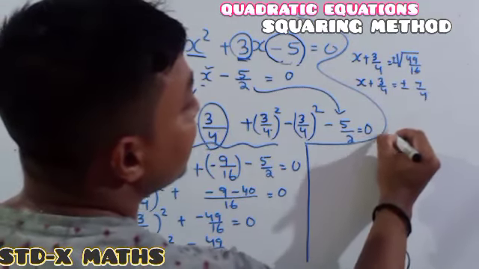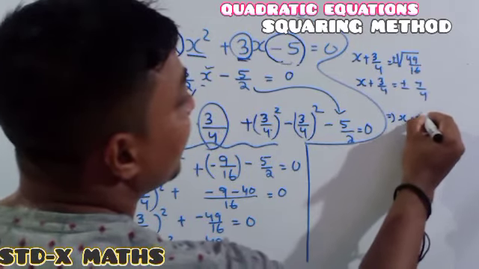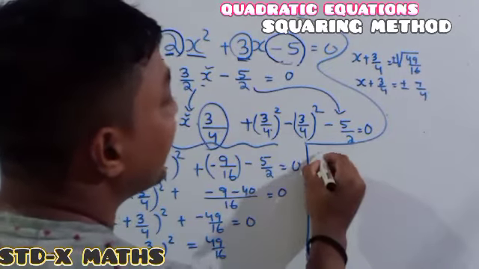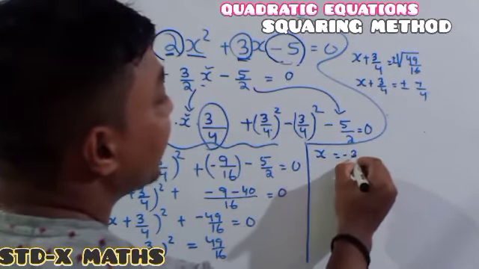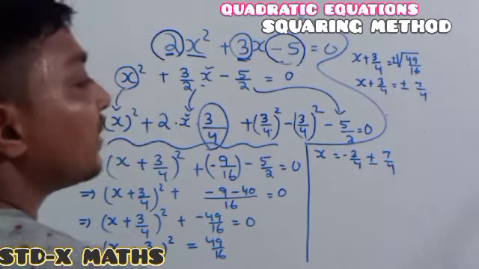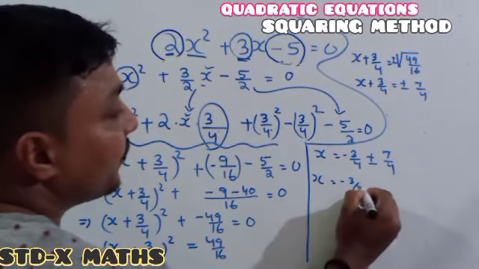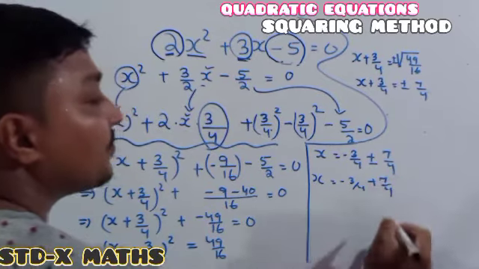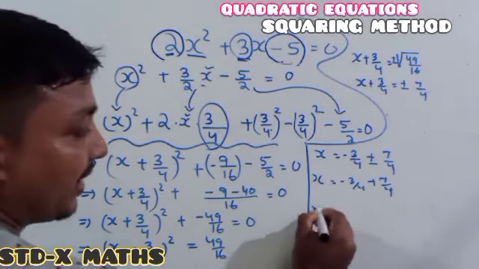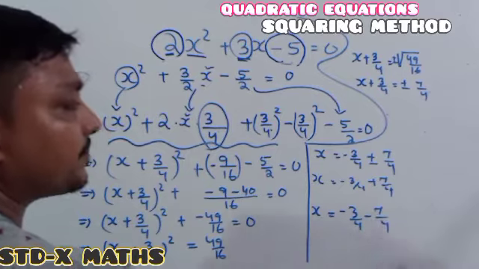Which gives us x is equal to minus 3/4 plus minus 7/4. So it means two roots we will obtain. One is x equal to minus 3/4 plus 7/4, by taking it as the plus, and another one will be x is equal to minus 3/4 minus 7/4.